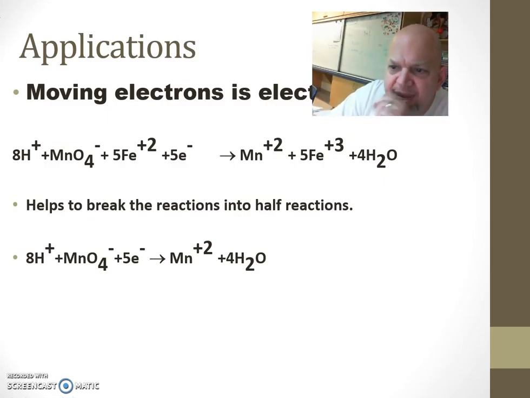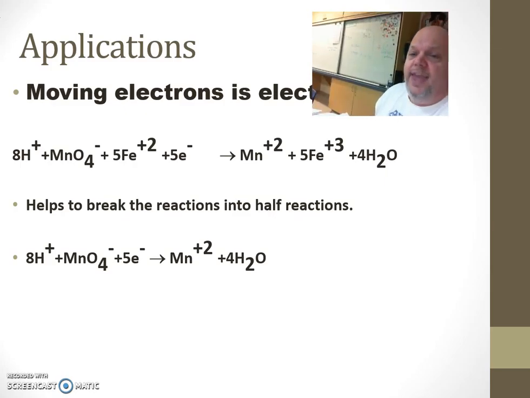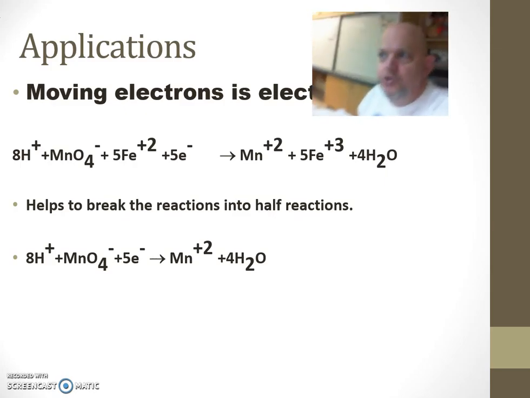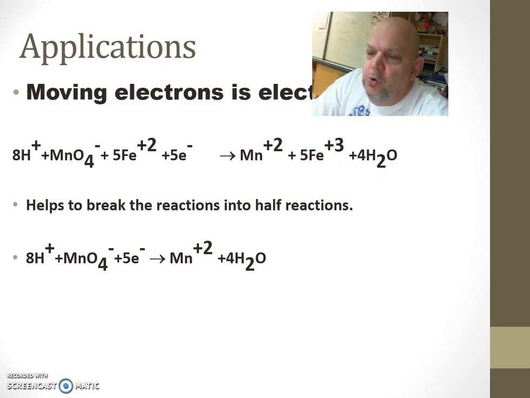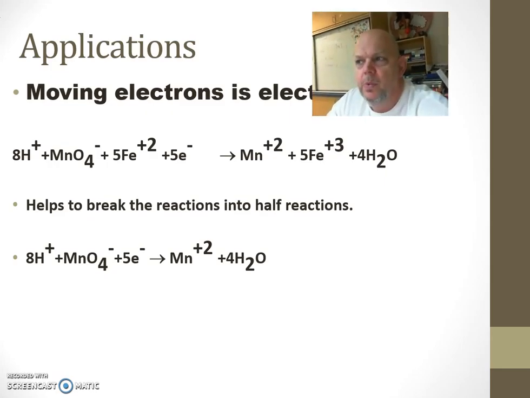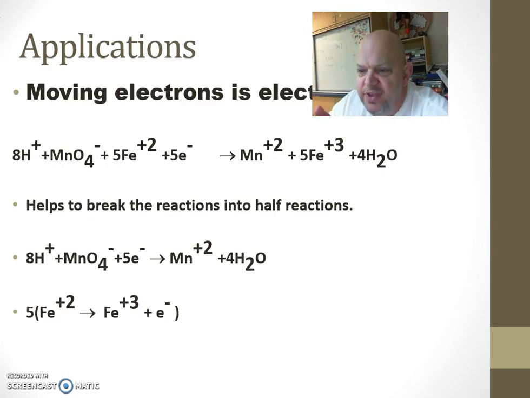So here we look at the oxygen, the hydrogen, and the manganese. That's one half reaction. So we have 8H+, MnO4 minus, plus 5 electrons, and you get Mn2+ with 4 waters added to it. Okay? So that's one half reaction. Now we have the other half reaction where we've got our 5 Fe2+ becoming Fe3+ and the electrons to go with it.